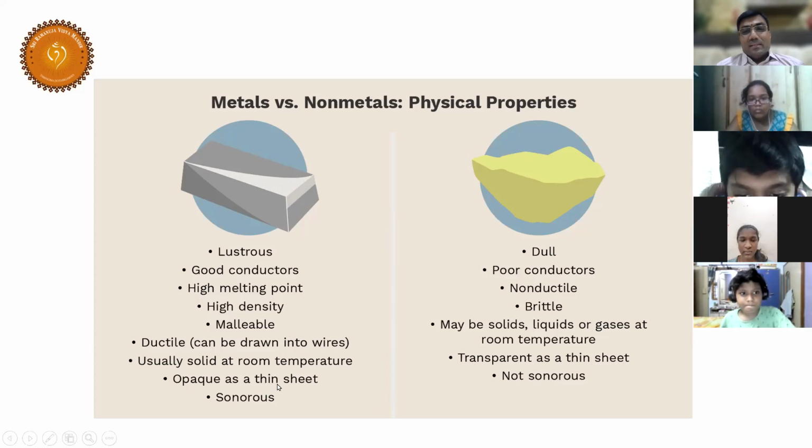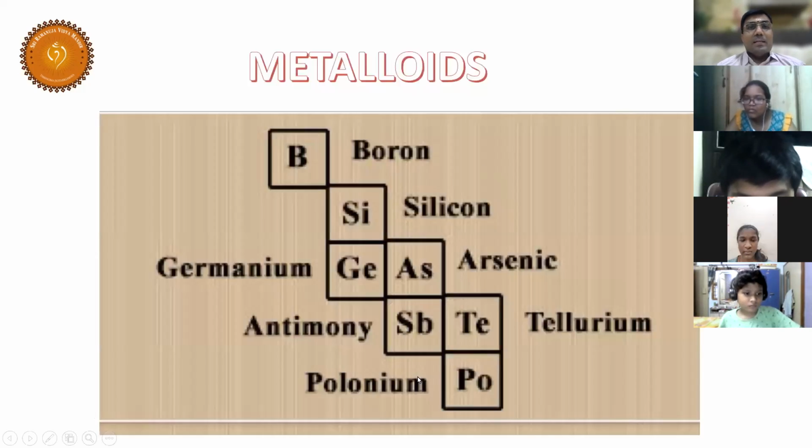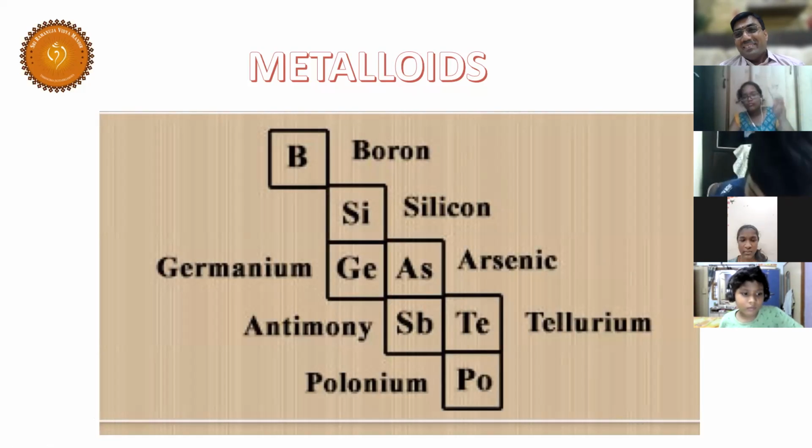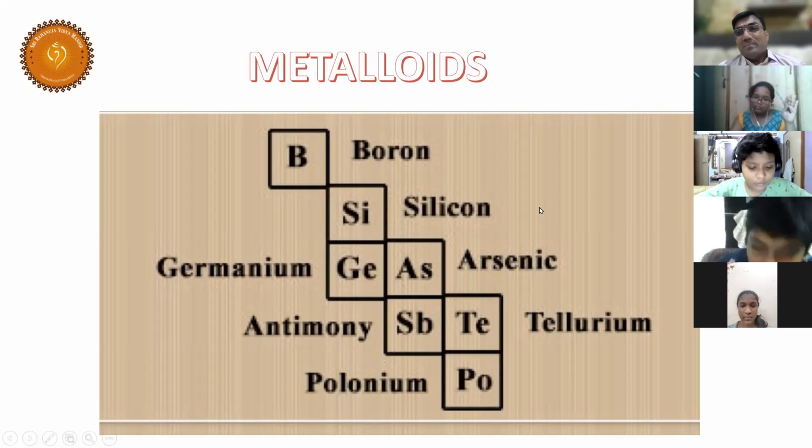Now, metals are opaque, non-metals are transparent. Opaque means you can't see through it. Sonorous means, as I already told you, looking very attractive. Okay. Next. Metalloids. Students, in the periodic table where are the metalloids lying? Tanish, could you answer? Unmute. Metalloids are present in which block? S block, P block, D block, or F block? Tanish. Sir? Metalloids are present in which block?